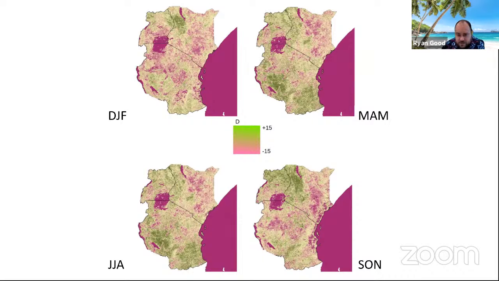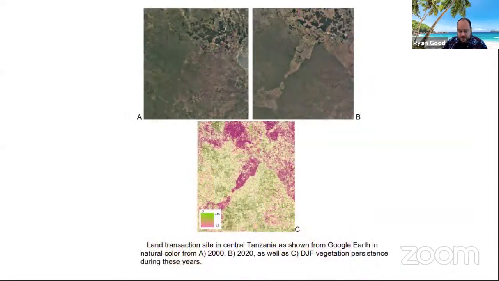Even at a national level, though, we see a lot of variation. So quickly looking at just a few case study examples from within the countries perhaps reveals the impact of some other things. This is the site of a land transaction from central Tanzania. On the left, we have the ground as it looked in 2000. On the right, the ground as it looked in 2020. And you can see the clear change that has happened during the land transaction, as well as the impact that that observably had on vegetation persistence during those years. There's not enough evidence here to posit causation, but there's certainly a correlation.